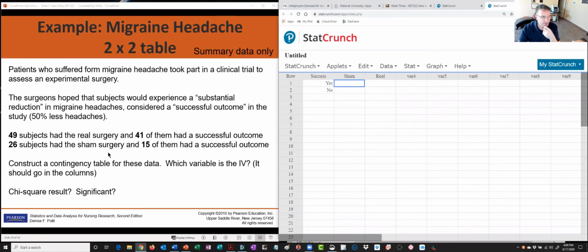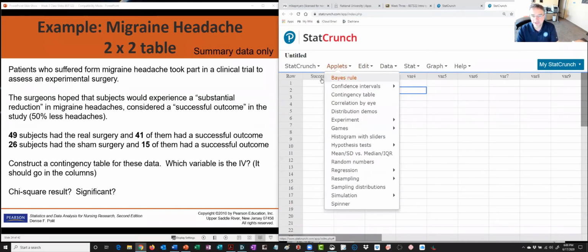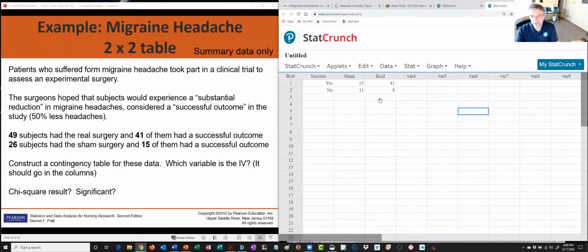So for the sham, we had 26 subjects, 15 had success, and that left us with 11, right? Correct me if I make a mistake here, but for real we had 41 successes out of 49 total, so 8 were a failure, right? They did not have a successful outcome. So for the summary data, again, we're reconstructing the table because we don't have all of the 75 or 77 patients, subjects here, we just have this.